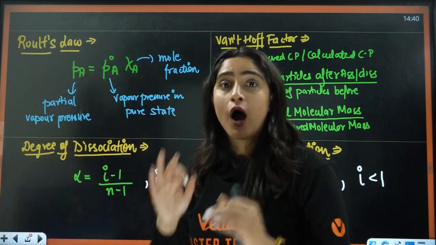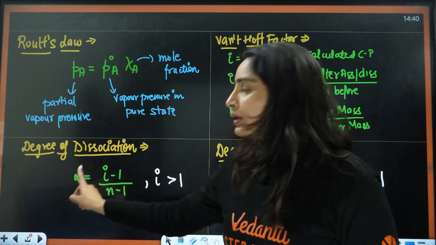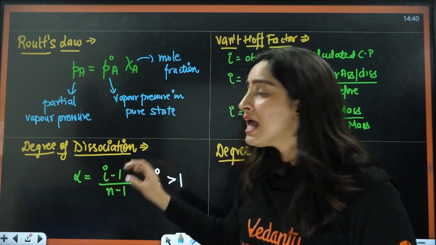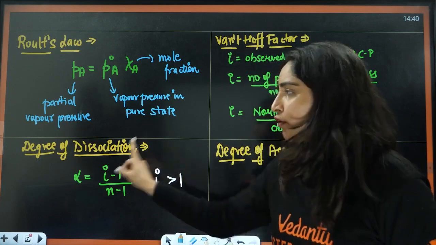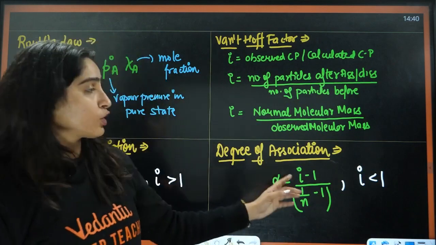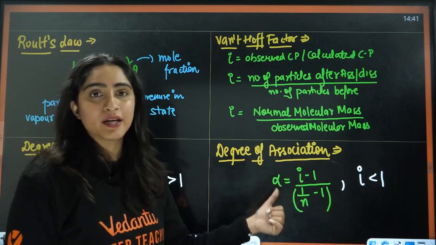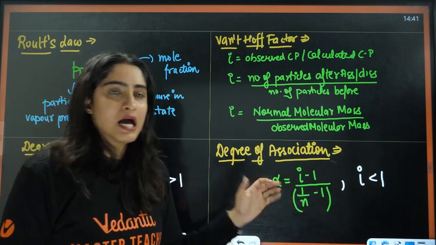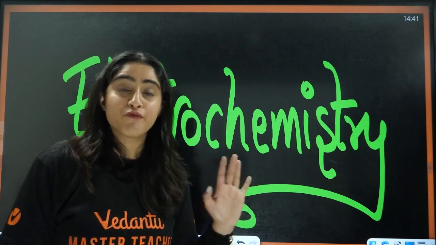So also, if there is dissociation, then the colligative property is related to the degree of dissociation with this formula, and the Van't Hoff factor is always greater than 1 for dissociation, and always less than 1 for association. Here it is related to the degree of dissociation with this formula, right? Okay, so now next we have electrochemistry.